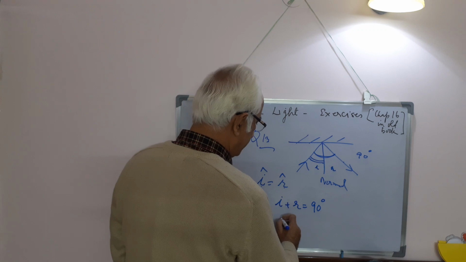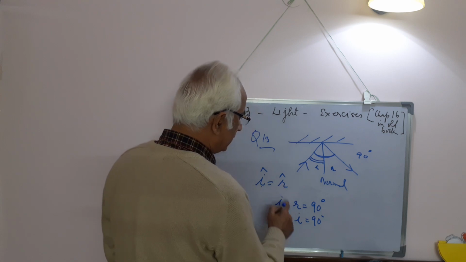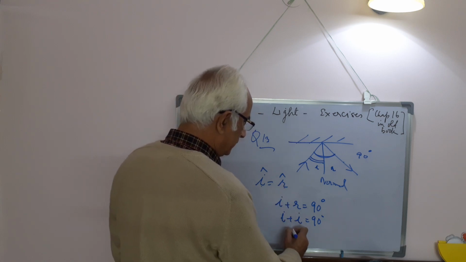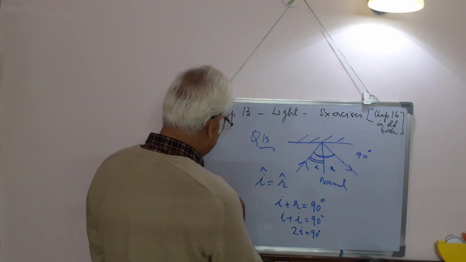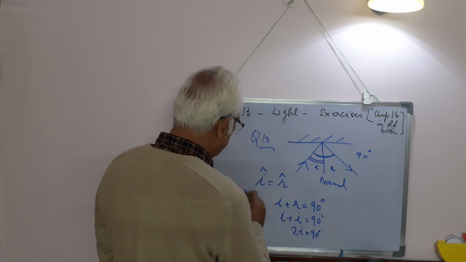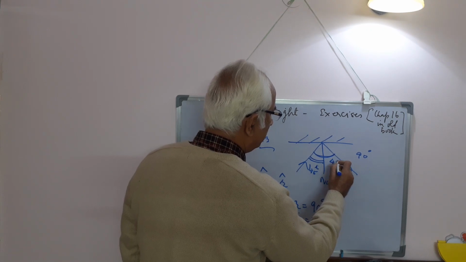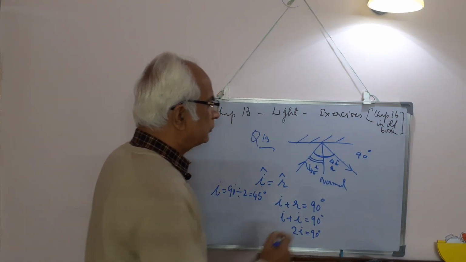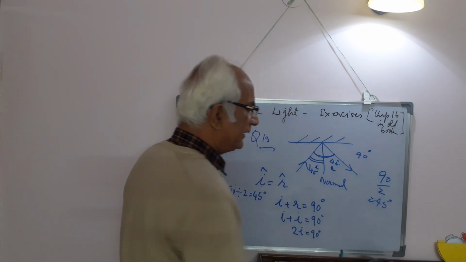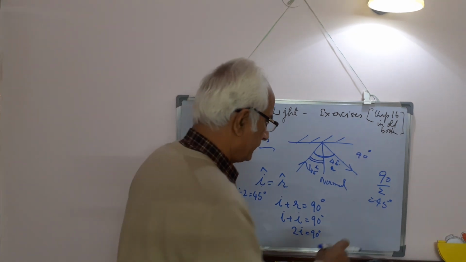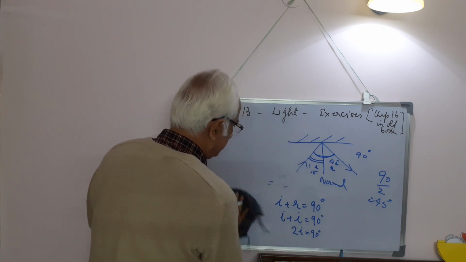Now I is equal to R. Therefore I plus I is equal to 90 degrees. This R we change into I because both angles are equal. 2I is equal to 90 degrees. Therefore I is equal to 90 divided by 2, which is 45 degrees. So this is 45 degrees and this is 45 degrees. This is the angle of incidence, which is also equal to the angle of reflection. So that is question number 13.